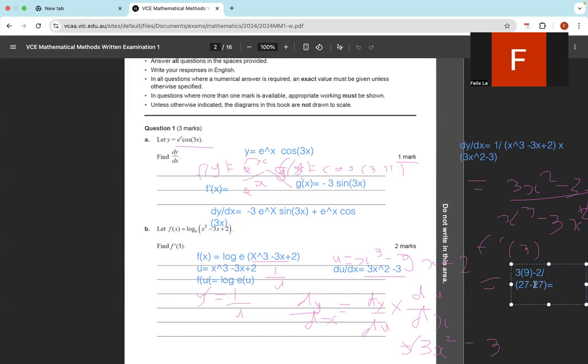So let me check over this. So dy/du, 1 over x^3 - 3x + 2. So no, plus 2 here. I forgot the plus 2, so be careful when you're substituting. Plus 2. So you have 27, 25 over 2, which gives you 25. So therefore that value is 25 over 2, and that will give you your derivative for f at x equal to 3 as shown here.